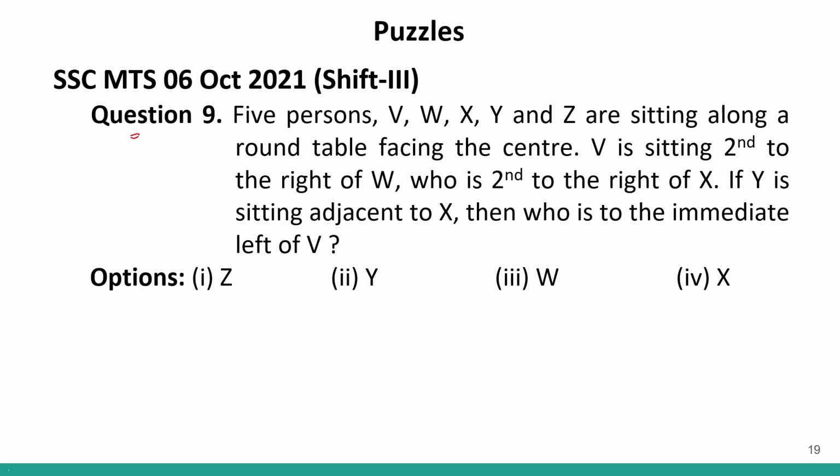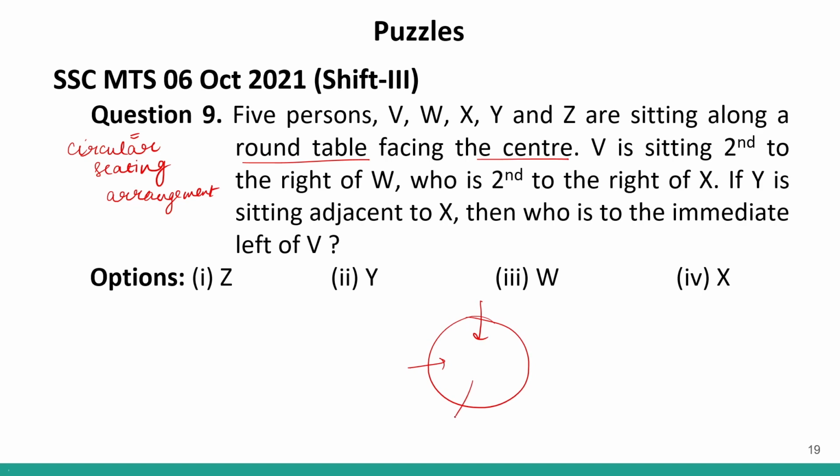Moving on to question number 9. Question number 9 says that there are 5 people V, W, X, Y and Z that are sitting along a round table facing the center. So again a circular seating arrangement question. There are 5 people that are facing the center. 1, 2, 3, 4, 5. 5 people facing the center.